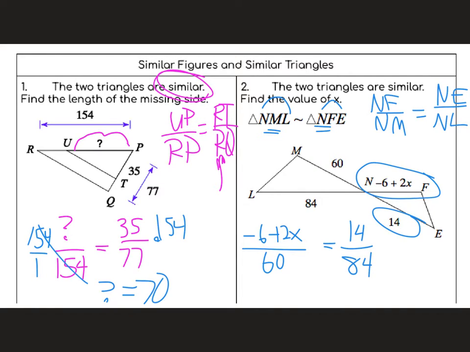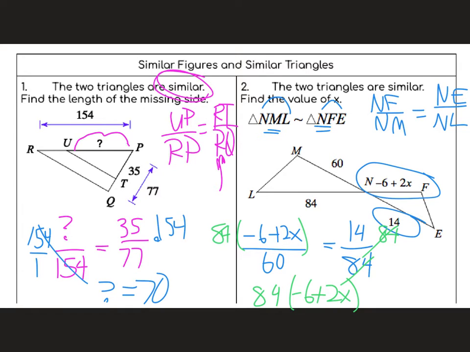Now, I'm going to explain what I would do, but then I'm going to write what I think a bunch of you are doing. I would multiply by 60. I think that's going to turn that into a nice number. And then I would add the 6 and divide by 2. But I think what a lot of you guys are going to do is multiply by the reciprocal. So you're going to get 84 times negative 6 plus 2x. So if I multiply by 84, these cancel. And then you got the 84 here.